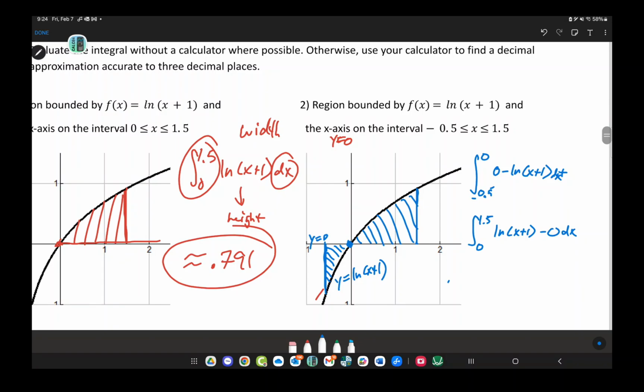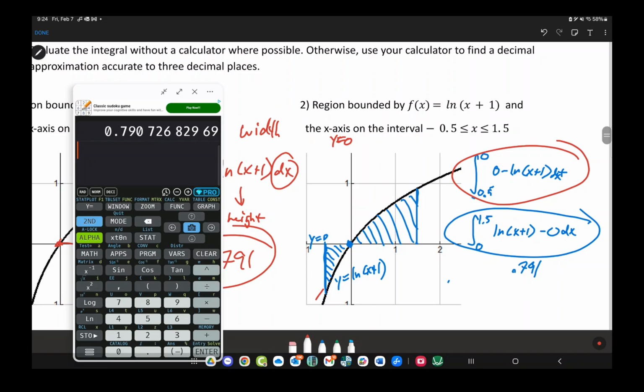So here we have two integrals. The first integral, 0 is higher than the natural log of x plus 1. On the second integral, natural log of x plus 1 is higher than 0. And that's how we find the area between two curves. Do we already have this right here? Yeah, we just have it. 0.791. We just need to plug this in our calculator.